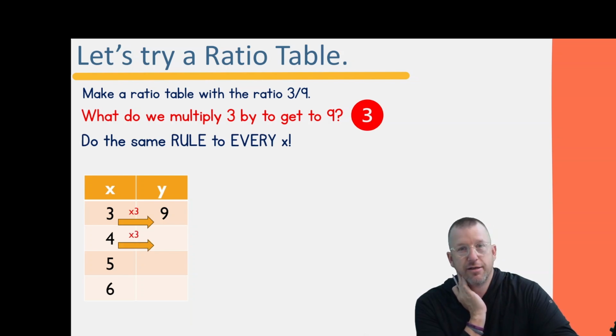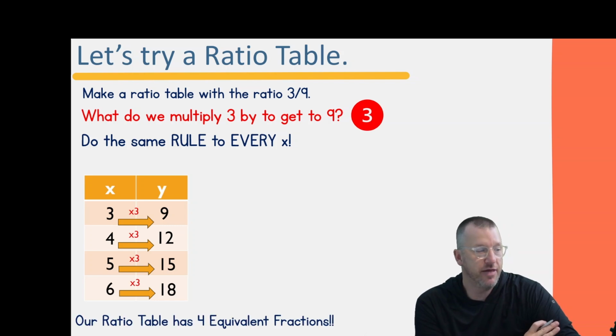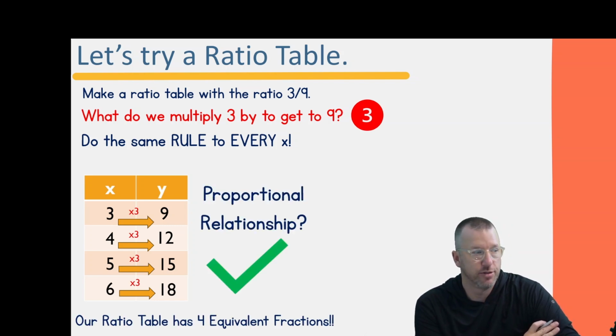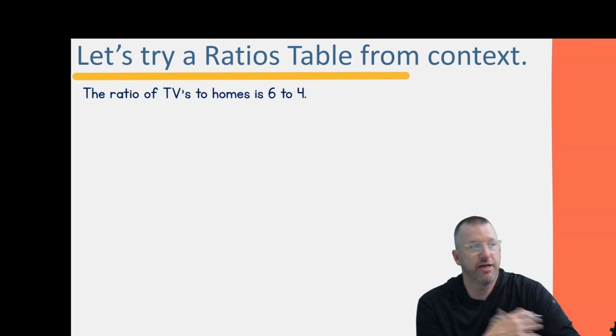4 times 3? 12. 5 times 3? 15. 6 times 3? 18. So since all members of this table have been multiplied by the same rule, this is a proportional relationship, or it's a ratio table that works. Not too shabby, huh? What about if we make a ratio table of our own given a scenario?